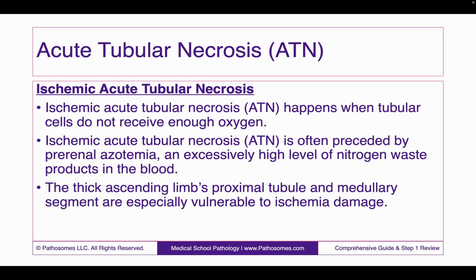Ischemic tubular necrosis is often preceded by prerenal azotemia and excessively high levels of nitrogen waste products in the blood. The thick ascending limbs, proximal tubule, and medullary segment are especially vulnerable to this ischemic damage.